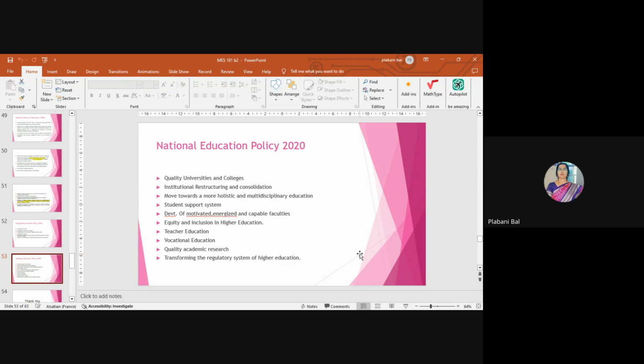If you look in detail at the recommendations of this policy in higher education, then you can better understand the details and what is there in NEP 2020, and whether it is there in the previous policies or not, you can find it out. Okay, so this is all about the provisions of policy perspectives. Next we will proceed to higher education through the 5 year plans.